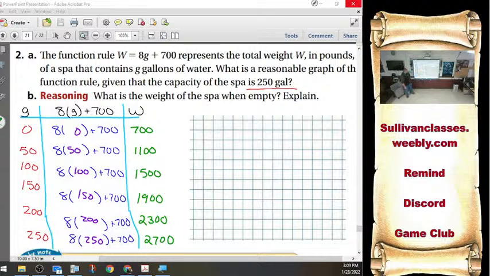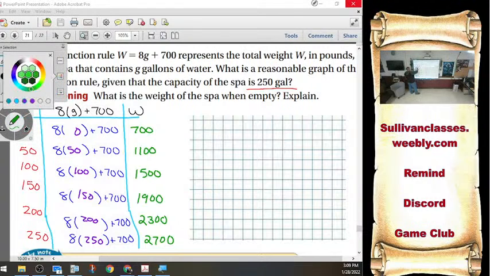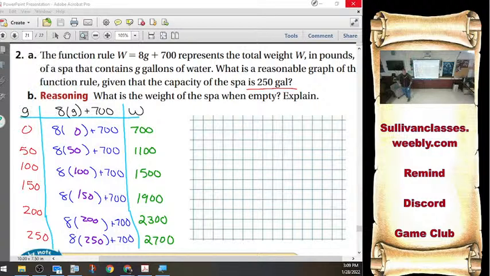Now I need to make a reasonable scale to go with it. Down at the bottom. Well, first of all, who goes where? The horizontal scale at the bottom. G's or W's? The G's, the gallons of water. That's what everything depends on. So label it. Gallons of water.